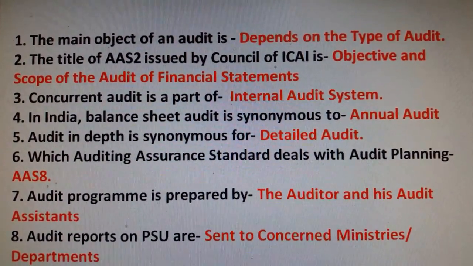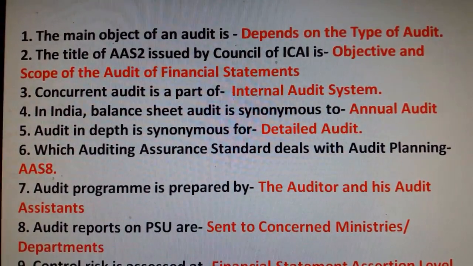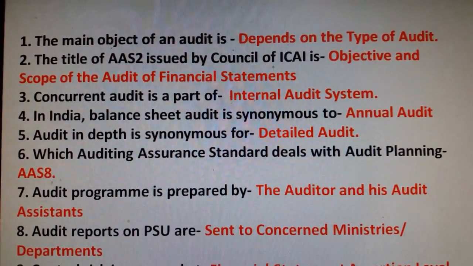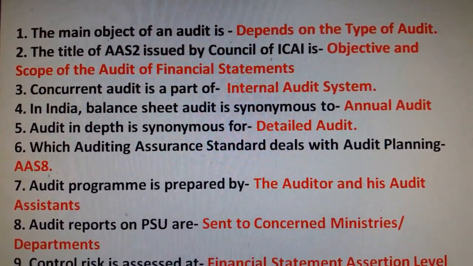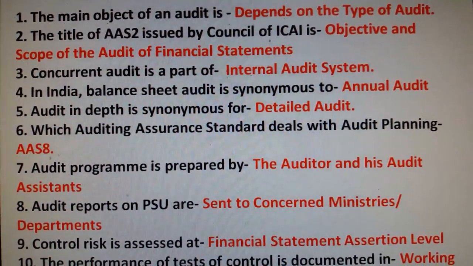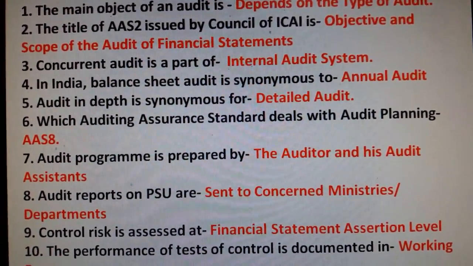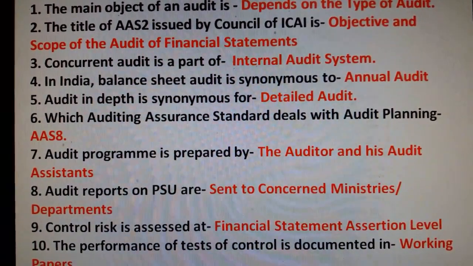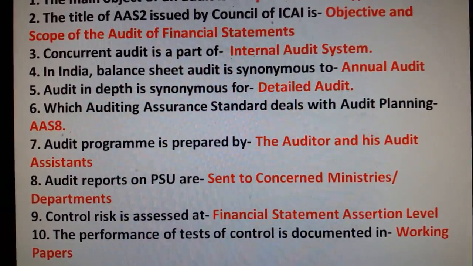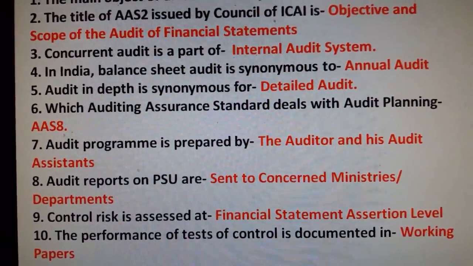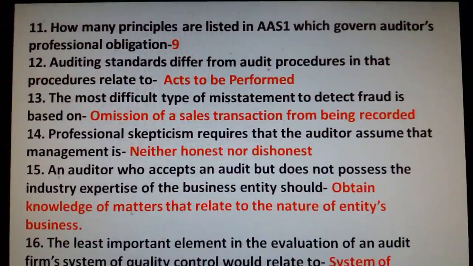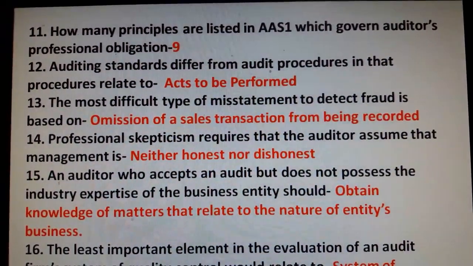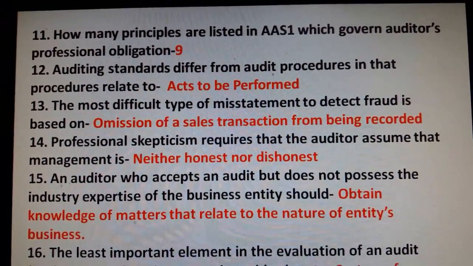Which Auditing Assurance Standard deals with audit planning? Auditing Assurance Standard 8. Audit program is prepared by the auditor and his audit assistants. Audit report on public sector units are sent to concerned ministries or department. Control risk is assessed at financial statement assertion level. The performance of the test of control document is working paper. Question number 11. How many principles are issued in Auditing Assurance Standard 1 which governs auditors' professional obligation?